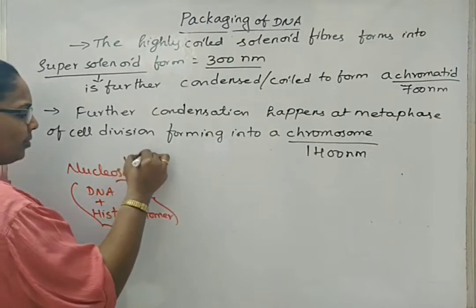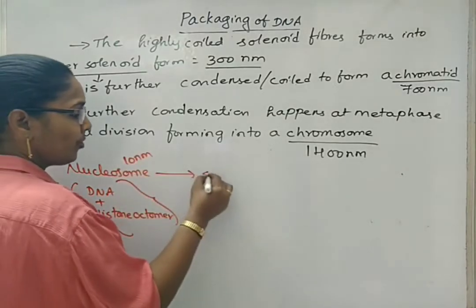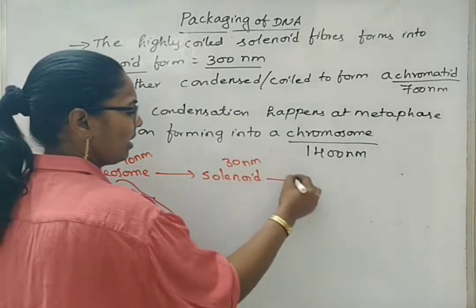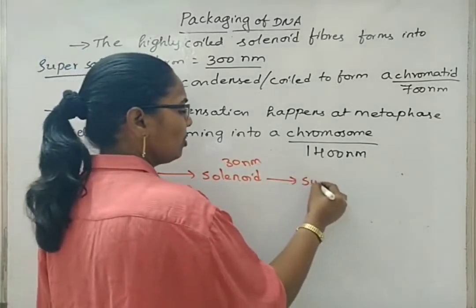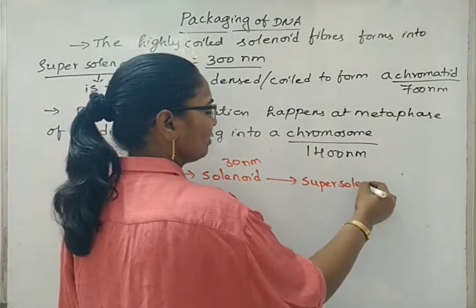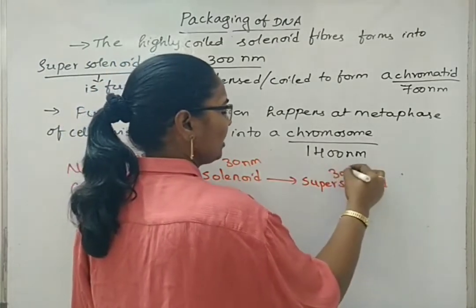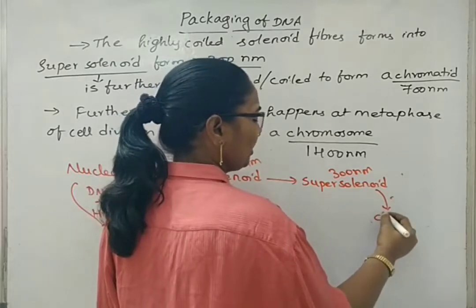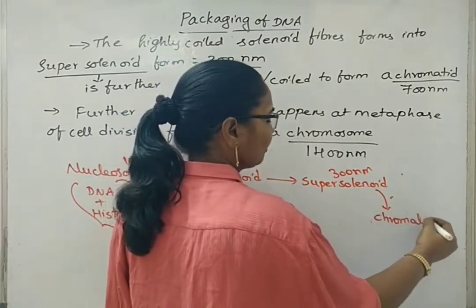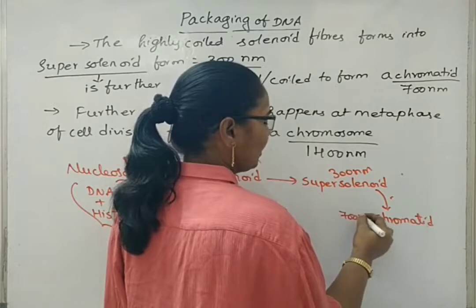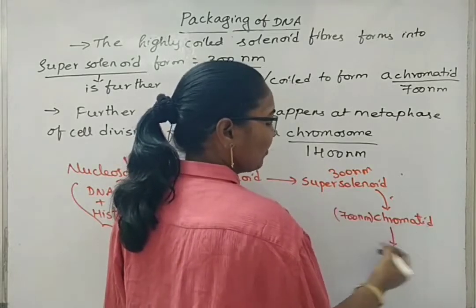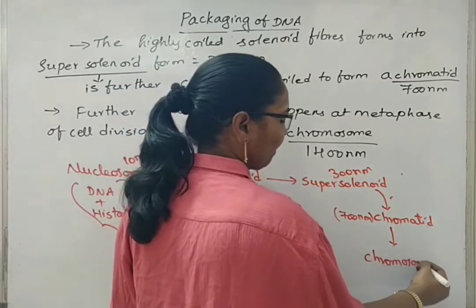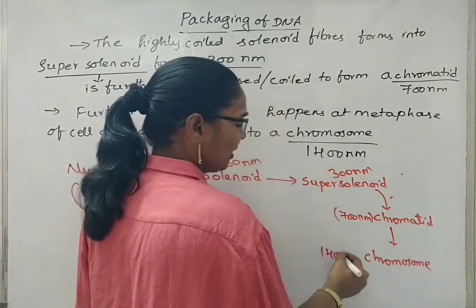Its length is 10 nanometers. It is condensed to form a solenoid, which is 30 nanometers. Again, it is further condensed into a super solenoid, whose length changes to 300 nanometers. This is again condensed to form a chromatid, whose length is 700 nanometers. It is further condensed and formed into a chromosome. Now the length is 1400 nanometers.